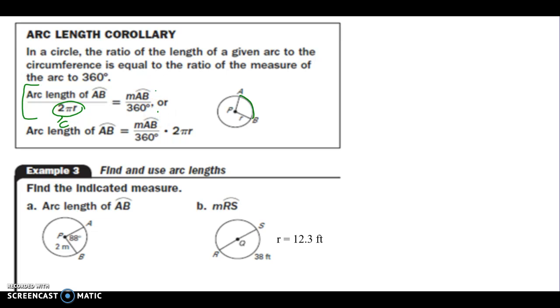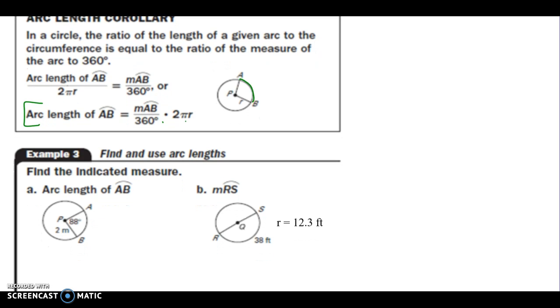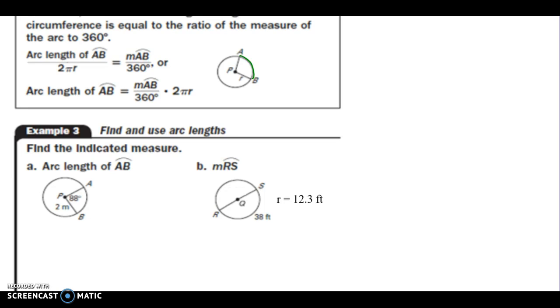Now get out your blue sheet and try to find this formula, arc length of AB. On our blue sheet, it gives us our formula in this form. So the arc length is equal to the measure over 360 times 2 pi r. Where does it tell me that? Oh, it's on the side. Okay, so let's try to find the arc length of AB on our little picture. On your notes too.